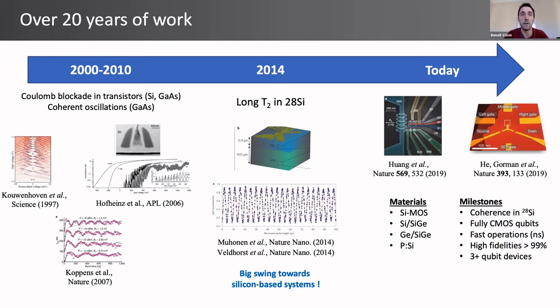And of course, there's been more work being done, and that really led us up to today with very complex devices that can involve different sets of materials. So there's silicon MOS, there's silicon germanium, and phosphorus dopants in silicon, as examples given here. And using these devices, there have been major milestones achieved: long coherence times, demonstrating a CMOS qubit, fast two-qubit gates, fast operations on nanosecond time scale, very high fidelities beyond 99%, and also the first steps towards scaling up with multi-qubit devices.